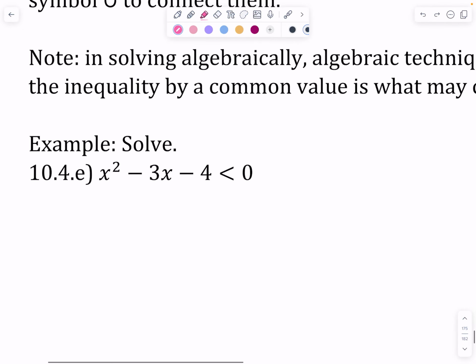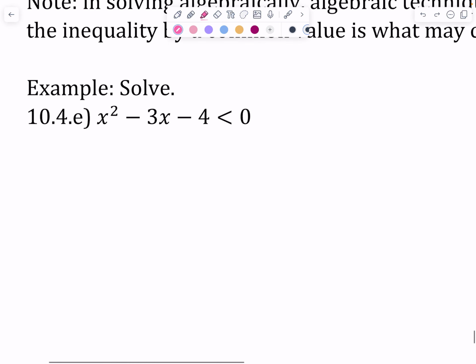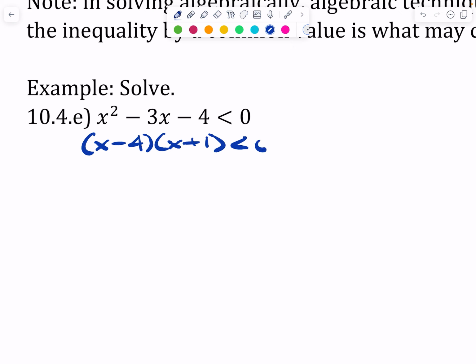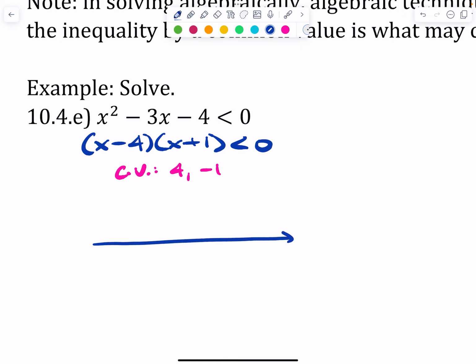So solving this particular inequality, you want to find where x squared minus 3x minus 4 is less than 0. That means we want to find where (x − 4)(x + 1) is less than 0. And that thing has critical values at 4 and negative 1. So we make a sign diagram. On the bottom, we'll have the values of x, which are negative 1 and 4. They are zeros of this expression.